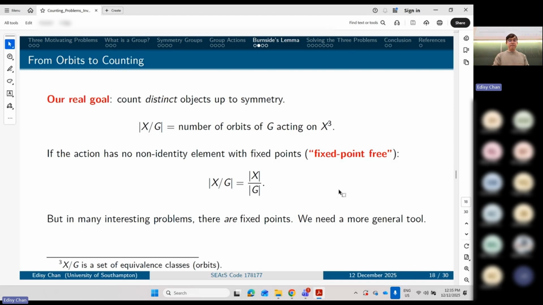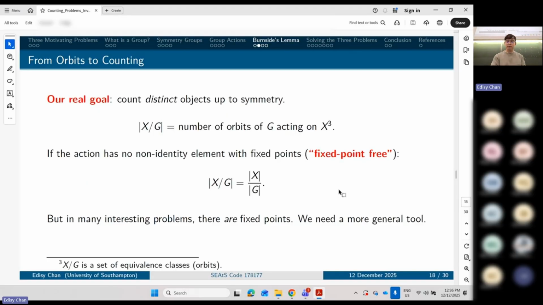Now if the action is such that we do not have any fixed point for the non-identity elements, let me be more precise here. The identity will actually fix everything, because you do nothing, you don't move anything, so everything is fixed. The identity is special; it fixes anything. But now a non-identity element could also fix something.